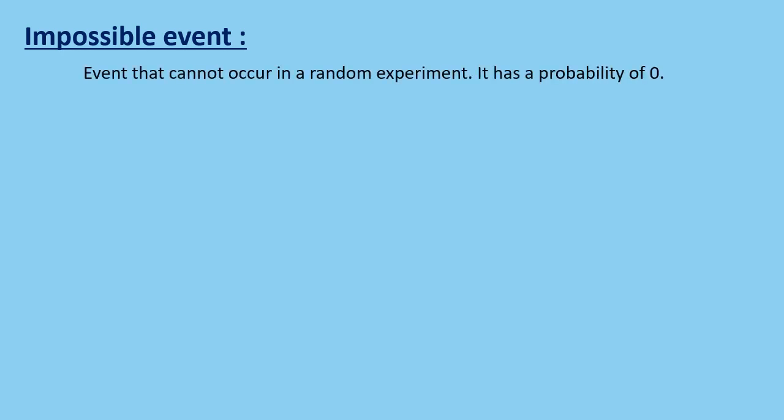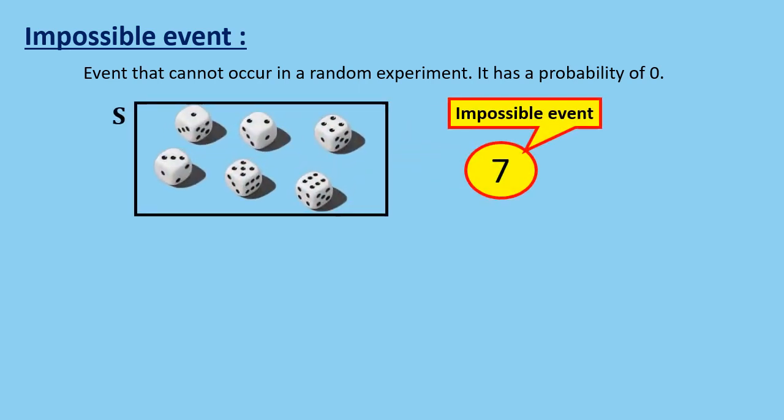An impossible event is an event that cannot occur in a random experiment. It has a probability of 0. For example, rolling a six-sided die and getting a number greater than 6.